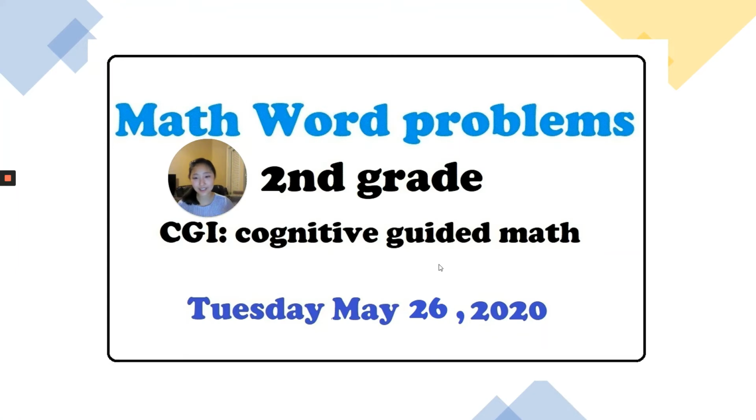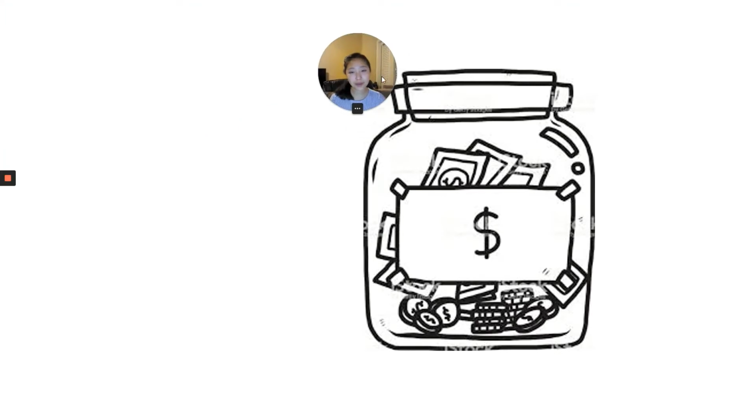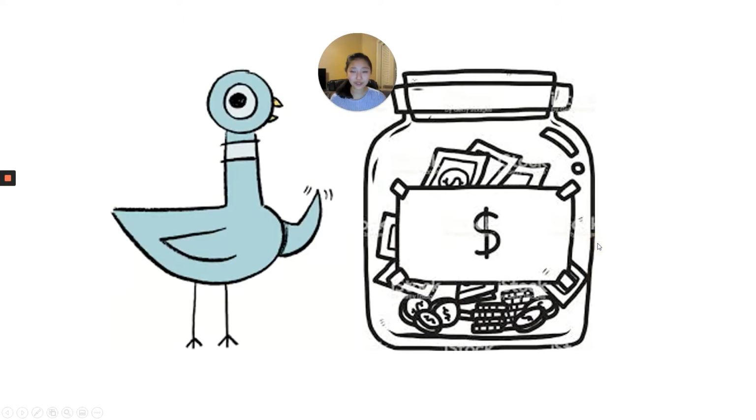Today is Tuesday, May 26th, and today is about a character that I absolutely love, and it's about a jar of money. So I want to introduce, it's about Pigeon today. So the question is about this little guy who has a couple different coins in his jar. So we're going to go right into the question. I wish he could come with us, but he's not going to be in the slide.